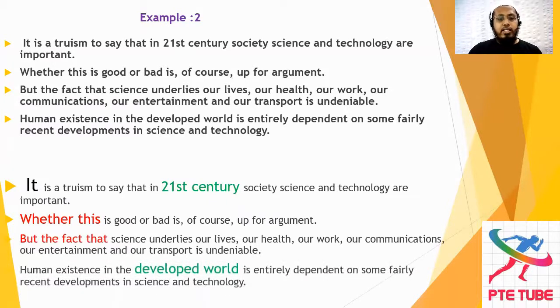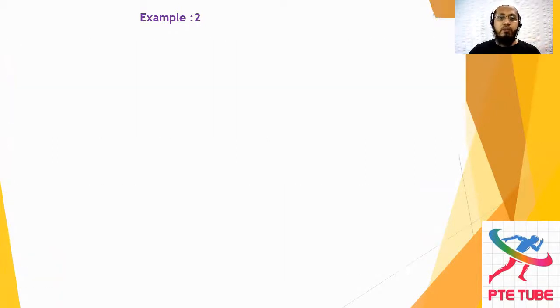"Human existence in the developed world is entirely dependent on some fairly recent developments in science and technology." We have these two things. Got it? Both seem to be independent. You can go through, you can take your own time and understand the complexity of these sentences.